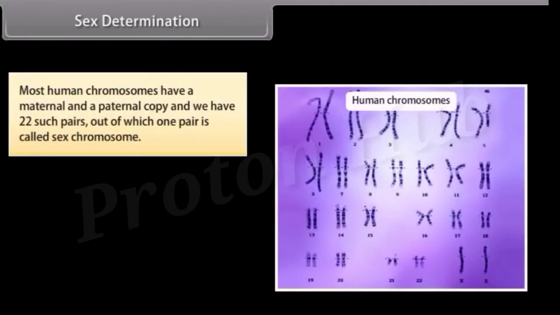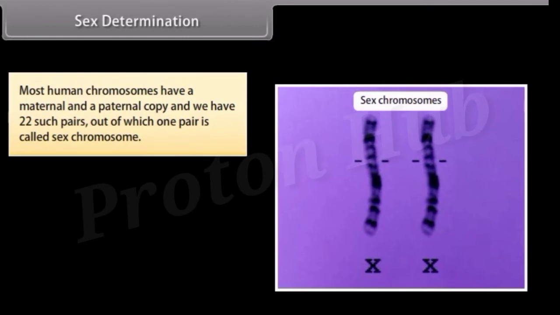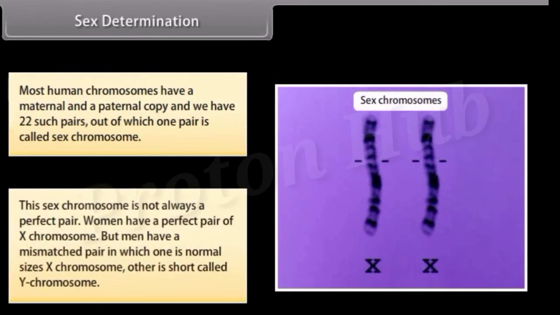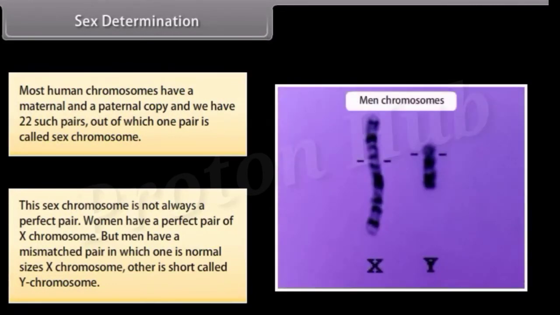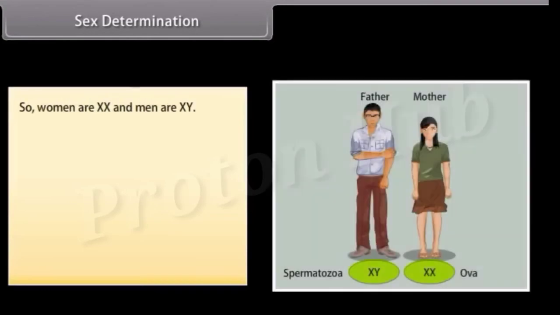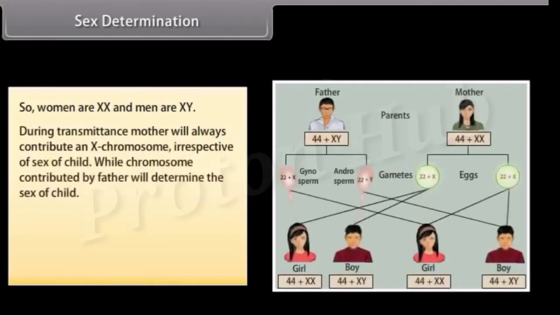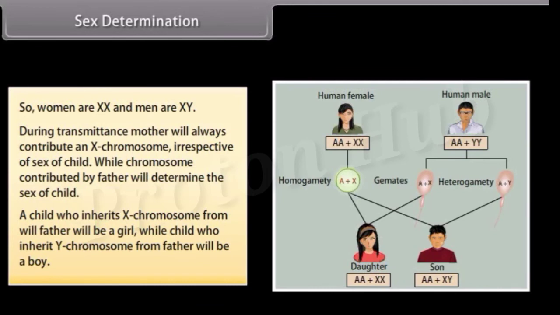Sex determination. Most human chromosomes have a maternal and a paternal copy, and we have 22 such pairs, out of which one pair is called the sex chromosome. This sex chromosome is not always a perfect pair. Women have a perfect pair of X chromosomes, but men have a mismatched pair in which one is a normal-sized X chromosome and the other is short, called the Y chromosome. So women are XX and men are XY. During transmission, the mother will always contribute an X chromosome irrespective of the sex of the child, while the chromosome contributed by the father will determine the sex of the child. A child who inherits an X chromosome from the father will be a girl, while a child who inherits a Y chromosome from the father will be a boy.